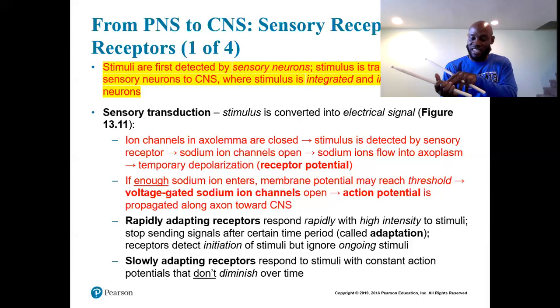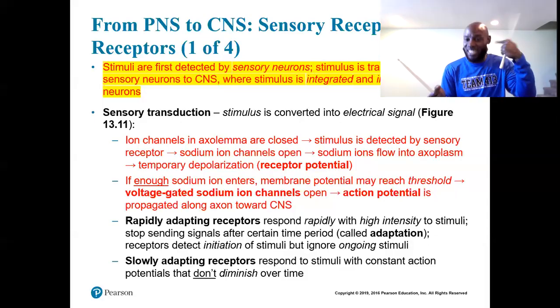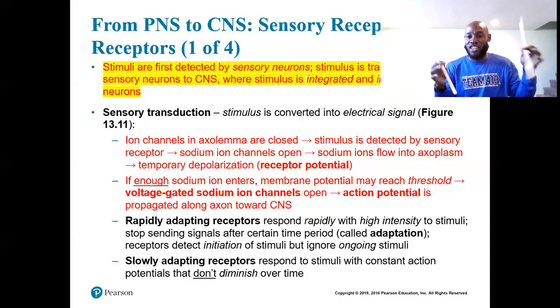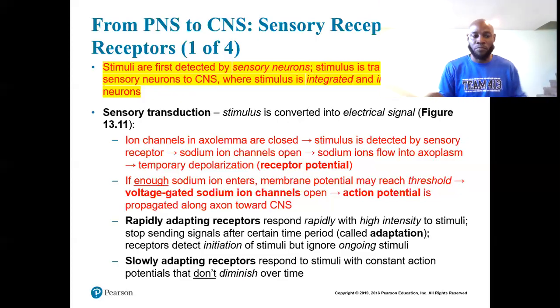It's converting the signal from this touch into my nerves, converted into an electrical signal that my brain can process and tell me that you are touching wooden drumsticks. Okay, so that's the amazing part. It's one of the amazing parts of the nervous system.